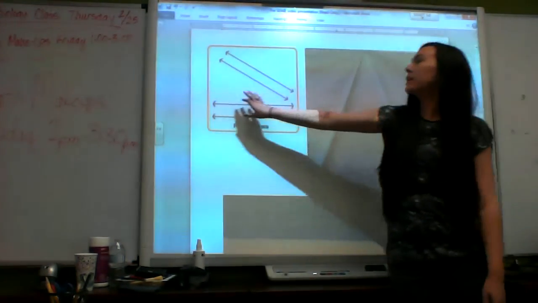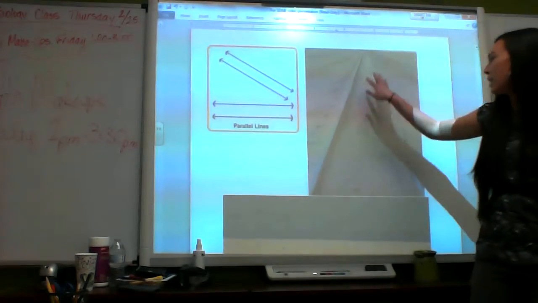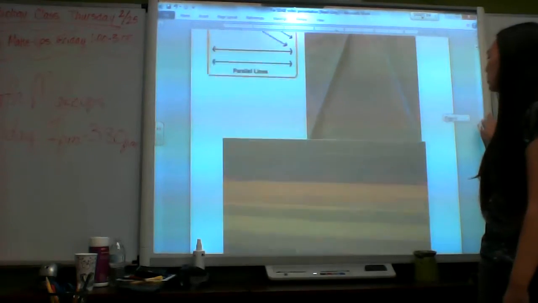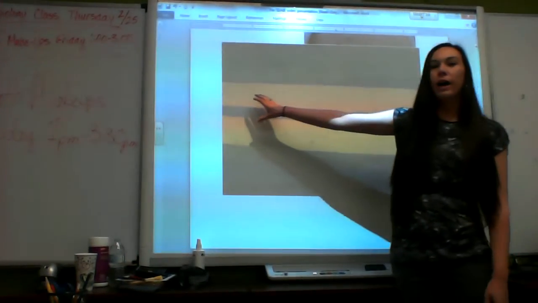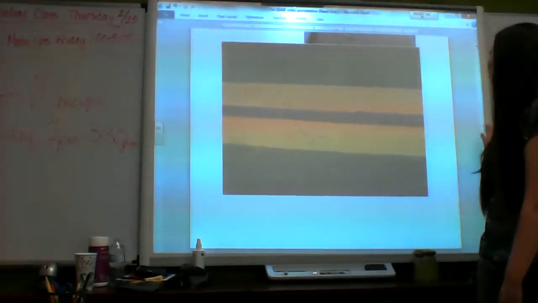Parallel lines never touch. They're straight with each other. Here are some railroad tracks, kind of sandy. And here are also those double yellow lines in the middle of the street, parallel. They will never touch. Okay, good.